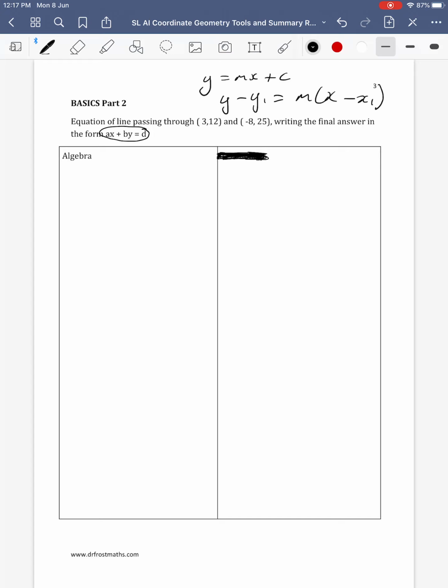So let's have a look. The equation of the line passing through these 2 points. So first of all, we need to work out the gradient. And the gradient is given with this formula. You just have to choose which point you call point 1 and point 2. Okay, I'm going to call this point 2. So this is y2 here.